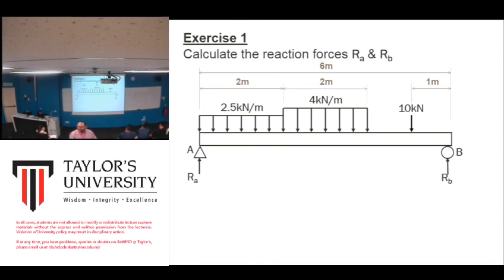Okay guys, convert these two UDLs into point loads. This one point load, this one point load. And it should be located in the middle, here in the middle, and also in the middle here. Which means that you need to adjust the distance. Okay, right.